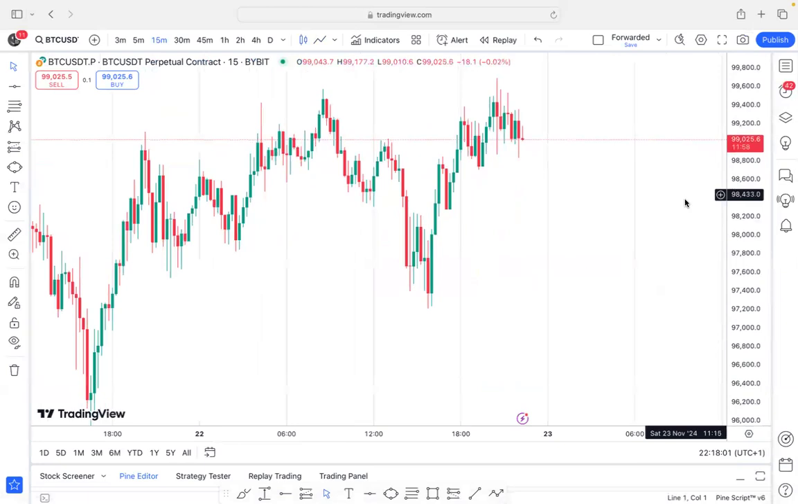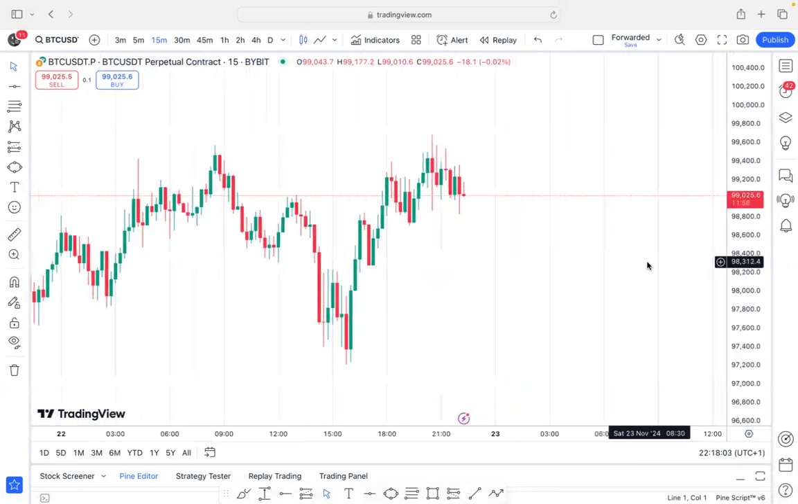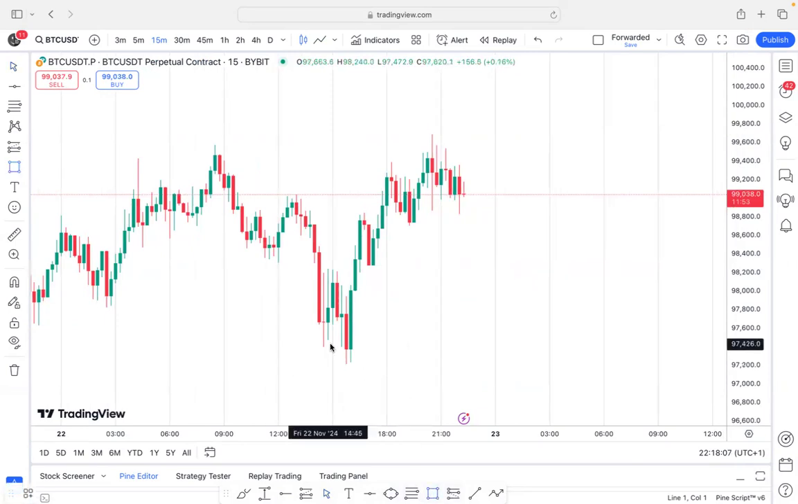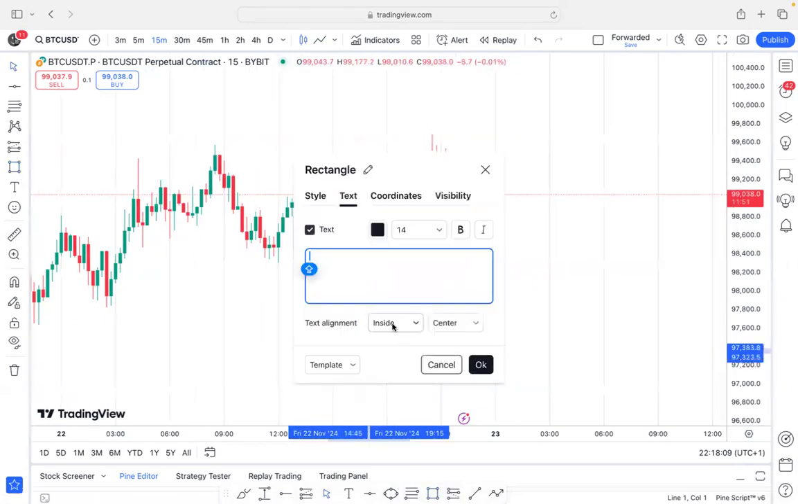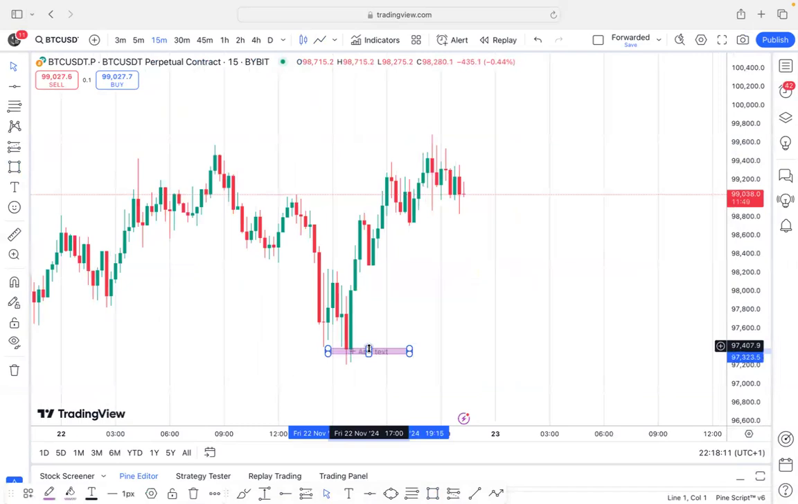Now, I've said that support is where we buy. So support is always at the low of the trend, like the lowest point. That's where price is starting from.